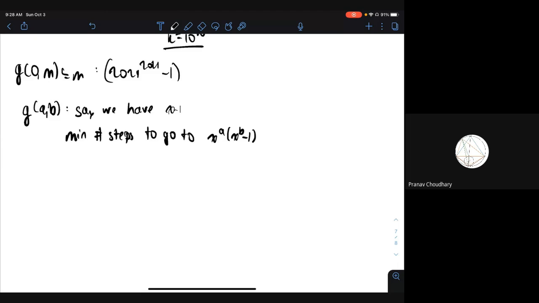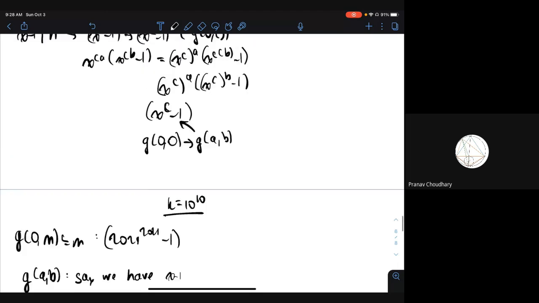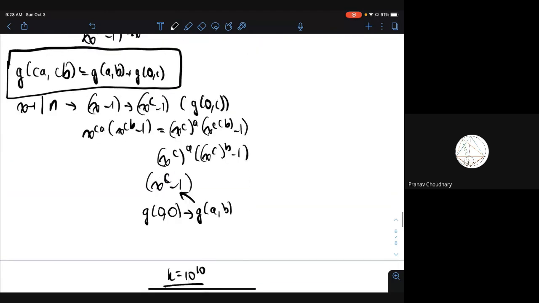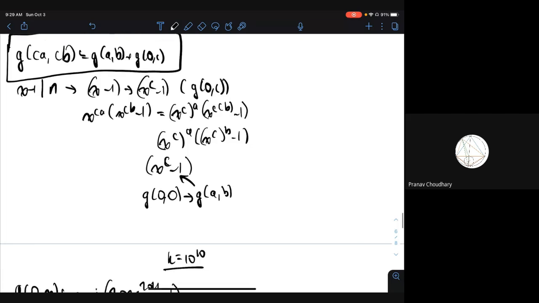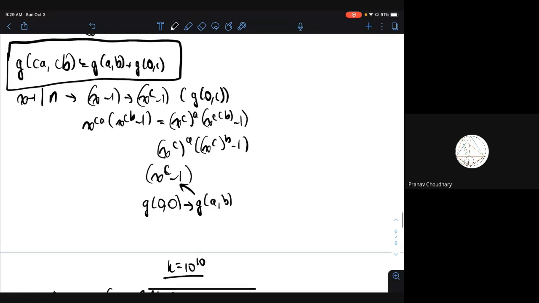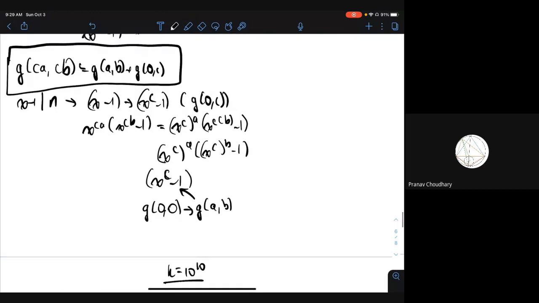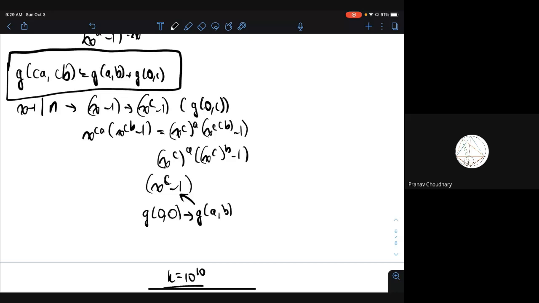Yeah, got it. Yeah. So the previous inequality, I'll just go over that one more time. To go from x minus one to x to c minus one is by definition g of 0c. And then to go from x to c minus one to x to the power of c to the power of a times x to the power of c to the power of b minus one is by definition g of ab. So this means that this inequality, g of ca, cb is less than or equal to g of ab plus g of 0c, is true.